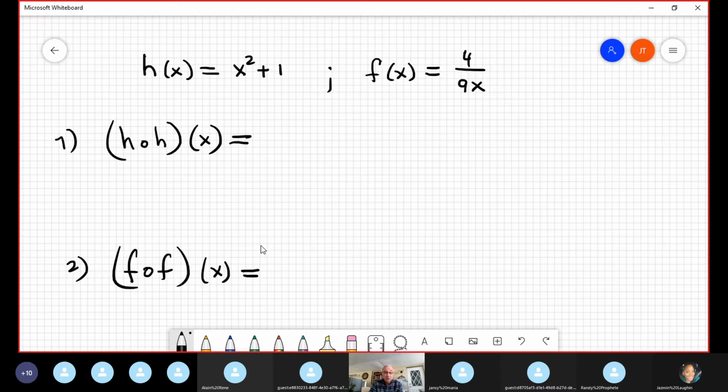To say h composition h is like x squared plus one, the same repetition. Go inside this. To say x squared plus one is, squared, plus one. Something like that. You can leave it like that, but in my opinion, it's more elegant to expand this.